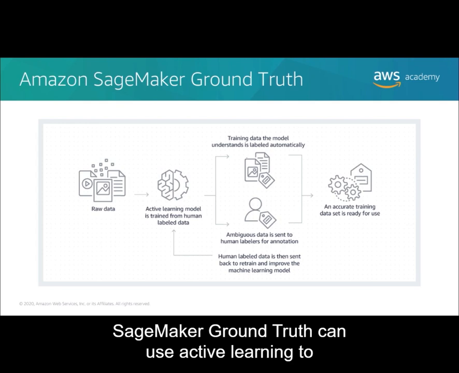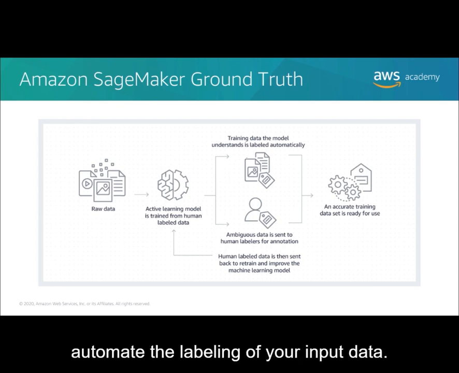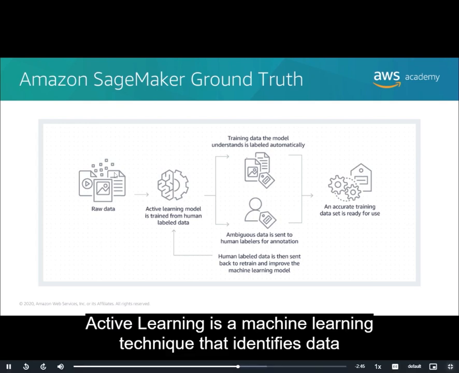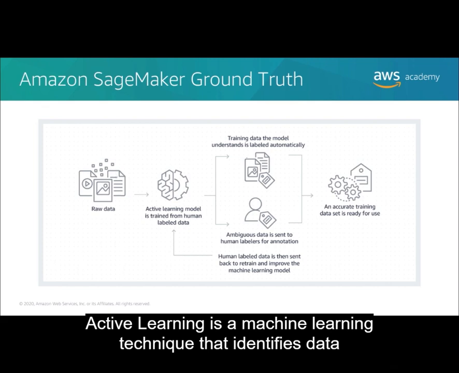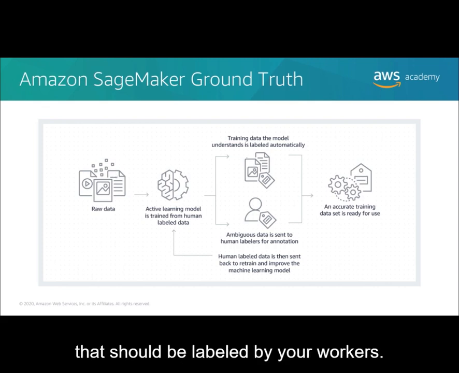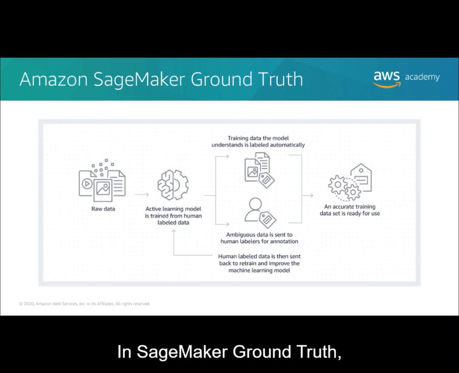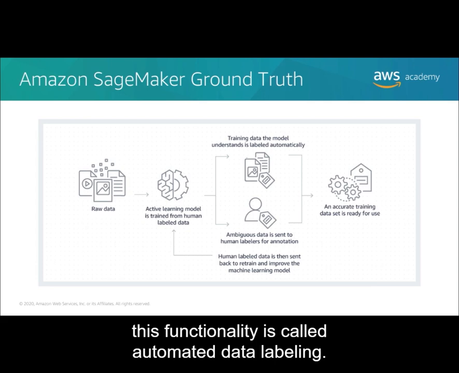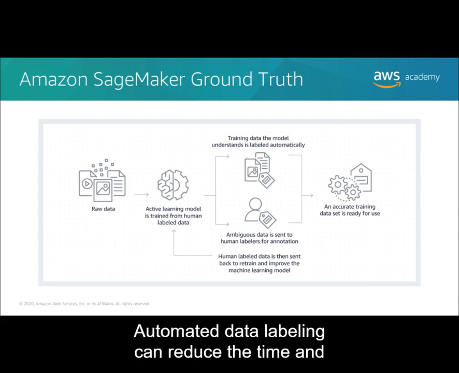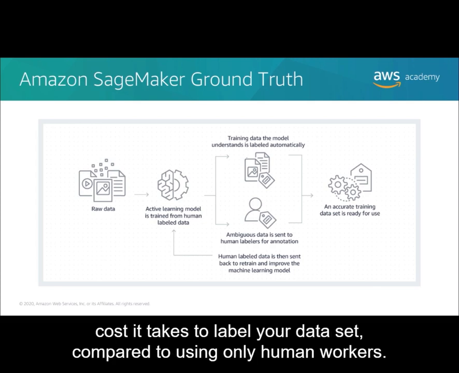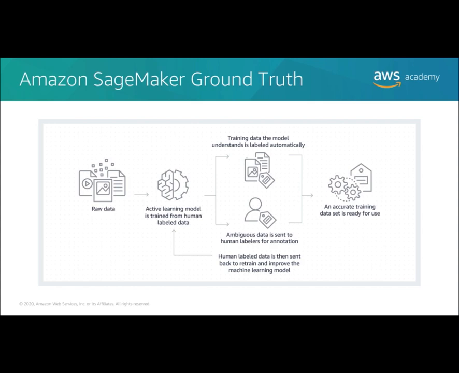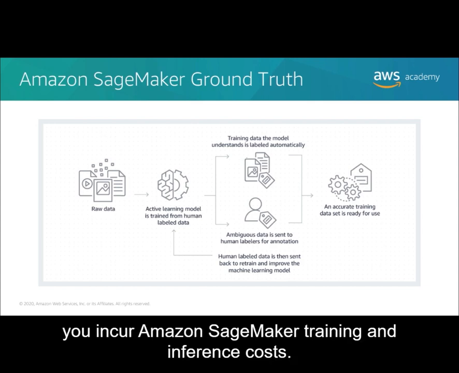SageMaker Ground Truth can use active learning to automate the labeling of your input data. Active learning is a machine learning technique that identifies data that should be labeled by your workers. In SageMaker Ground Truth, this functionality is called automated data labeling. Automated data labeling can reduce the time and cost it takes to label your dataset, compared to using only human workers. When you use automated labeling, you incur Amazon SageMaker training and inference costs.